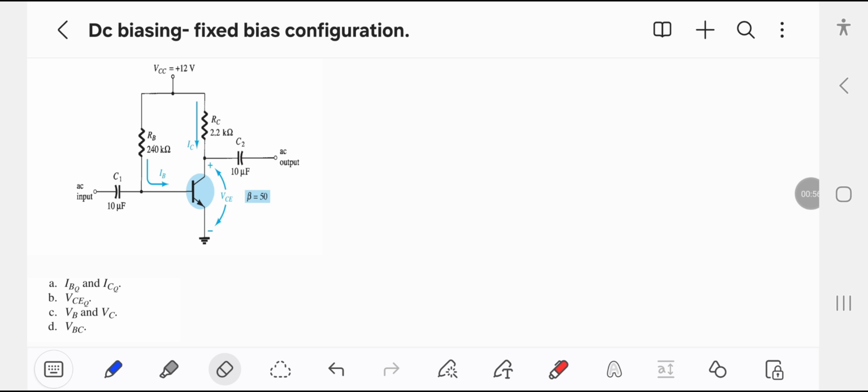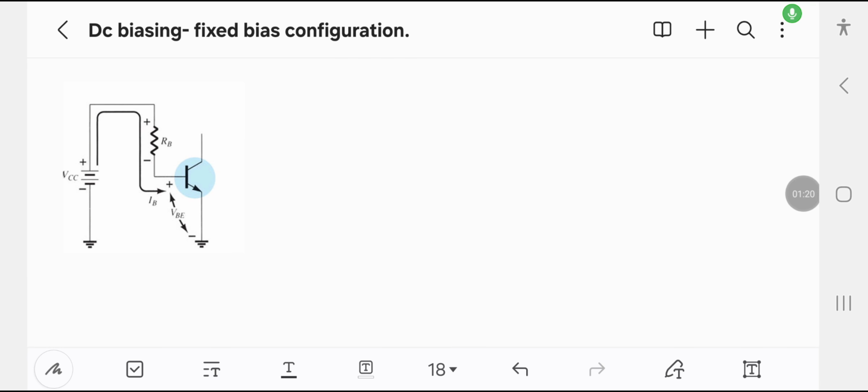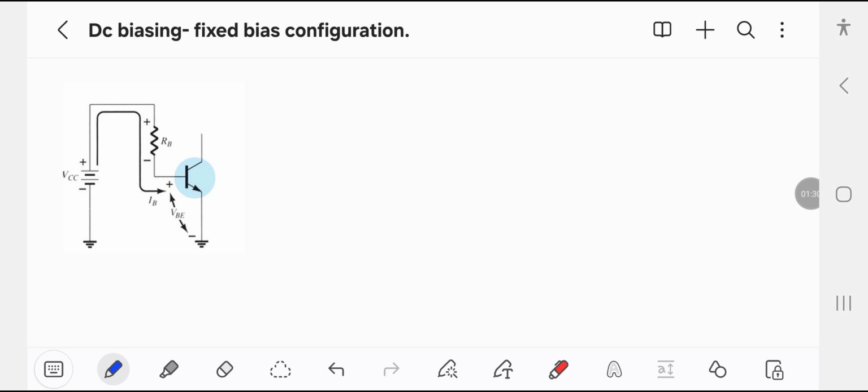For the first case we are going to consider the forward bias of this transistor. So the base and emitter are actually the forward bias of this circuit. So let's consider the forward bias, and then we are going to apply Kirchhoff voltage law. Now this is the forward bias of this circuit. So for finding IB we are going to apply Kirchhoff voltage law.